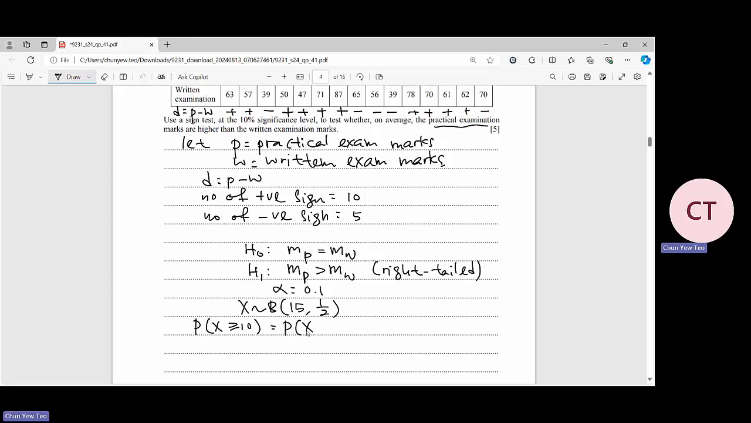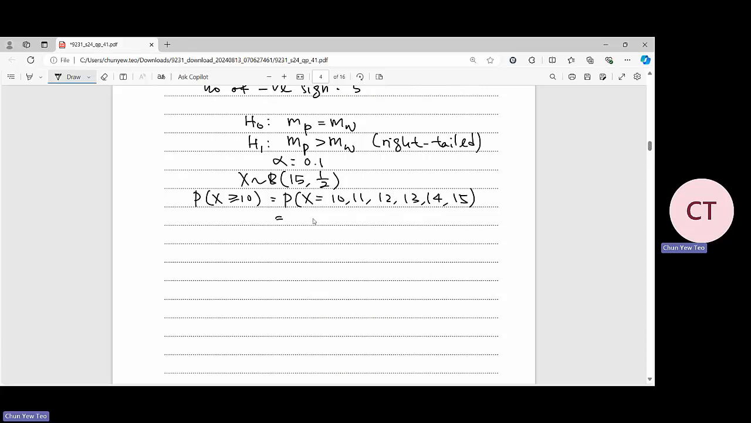That will be the same as P(X=10), 11, 12, 13, 14, and 15. You have a total of 6 probabilities you need to find. But because the P and Q are the same, there's no harm at all, it's not very difficult to find the probability. The formula for binomial distribution is nCr, P power r and Q power n minus r. Since P and Q are both a half, if you combine them together, you will get nCr times half power n. That will make our job a lot easier when we want to calculate this probability.